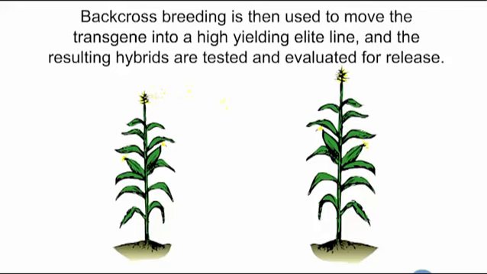Afterwards, this step is very important, that is backcross breeding. So backcross breeding is then used to move the transgene into a high yielding elite line, and the resulting hybrids are tested and evaluated for release. As far as applications of genetic engineering are concerned, this is very effective in the field of agriculture. It means that genetic engineering has been used to develop crops that are resistant to pests and diseases and certain environmental stresses.